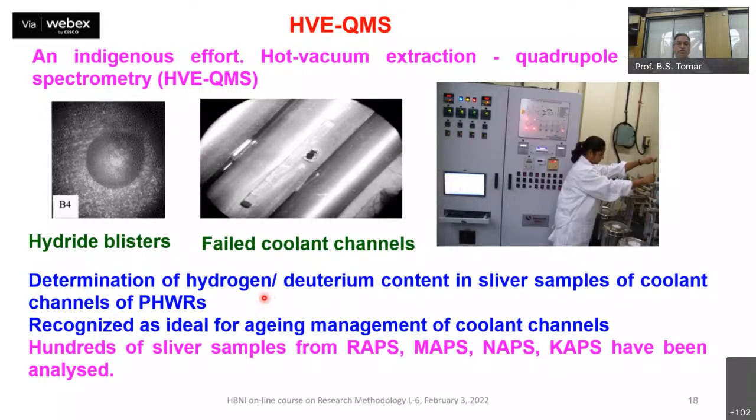Determination of hydrogen and deuterium content in sliver samples of coolant channels of all PHWRs is done using this instrument, and this is recognized as ideal for aging management of coolant channels. You can also do it by differential scanning calorimetry, but that will give only the total of the hydrogen and deuterium. As part of this exercise, hundreds of samples from all the PHWRs are analyzed for their hydrogen and deuterium content. So how to resolve where this hydrogen is coming from?